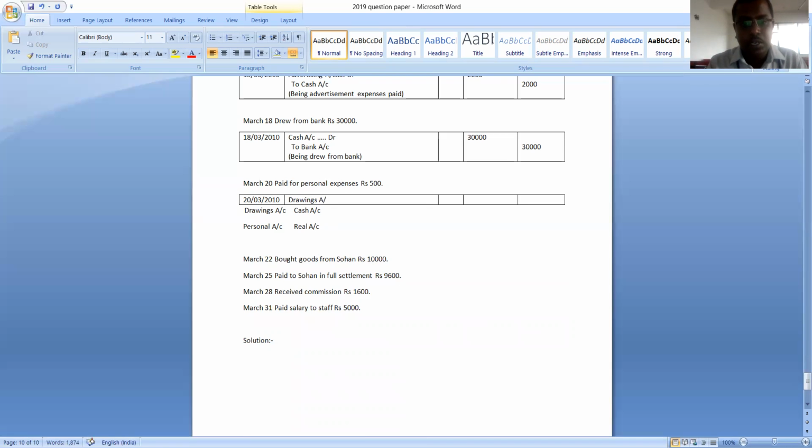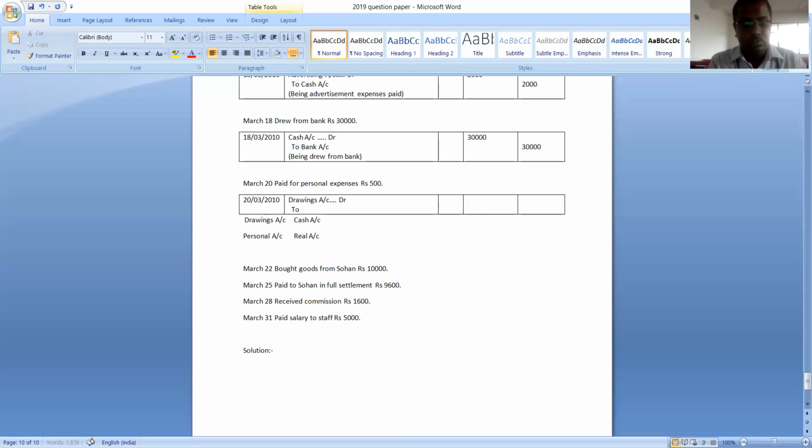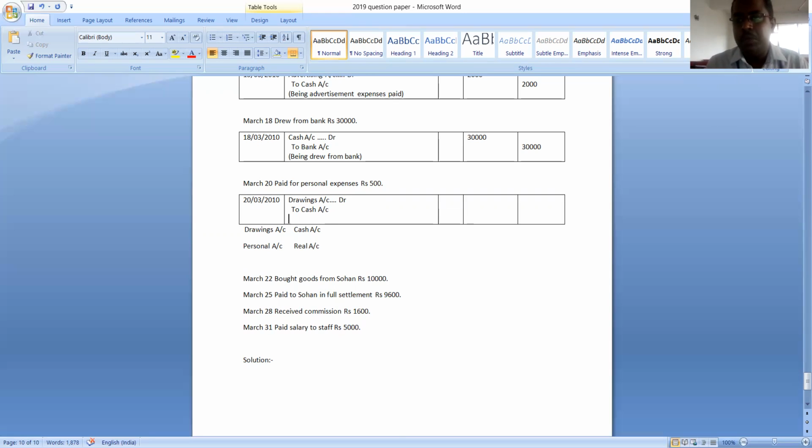So 20th March 2010, which account should be debited? Drawings account should be debited. Why? Because here the owner is the receiver. Then which account should be credited? Cash account should be credited, because here cash is going out of the business. So drawings account should be debited and cash account should be credited. What is the narration now? Narration is being personal expenses paid. Ledger folio column is nil, debit column is rupees 500, credit column is rupees 500.